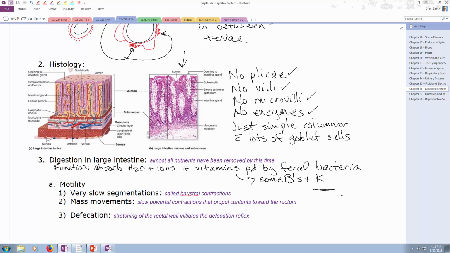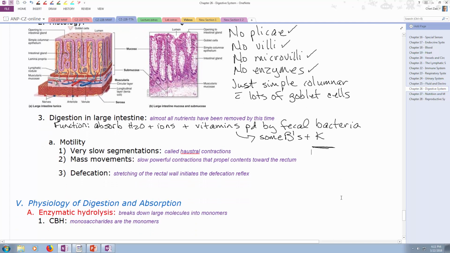Motility of the large intestine: very slow segmentations that we call haustral contractions. Remember segmentation, clamp, clamp, munch, munch, munch in between. That's the muscle of the wall doing it. Those haustral contractions are part of what causes diverticulosis, because it's contracting down very strongly in high intraluminal pressure. Mass movements are the term we use for peristalsis in the large intestine.